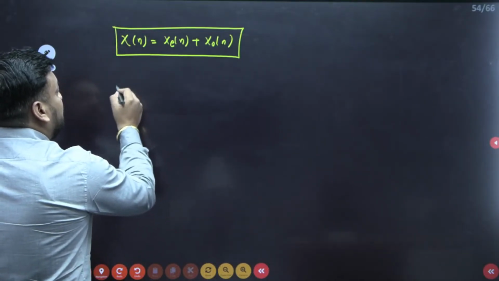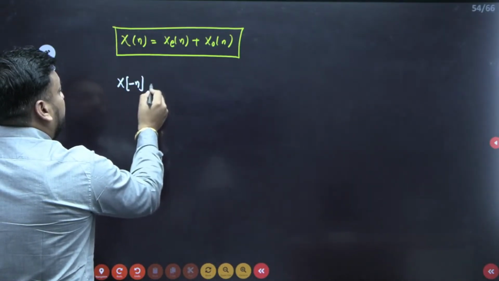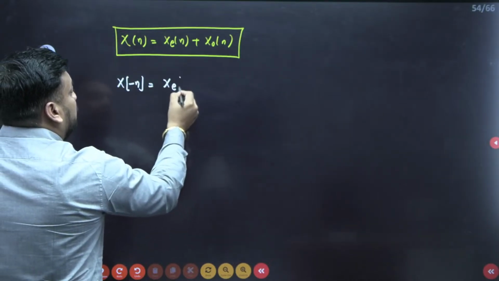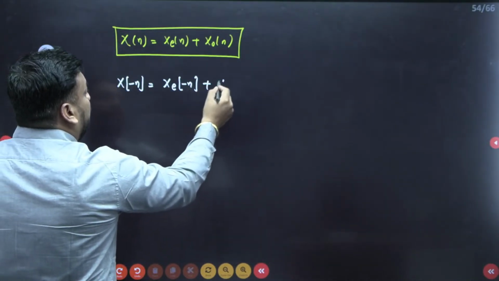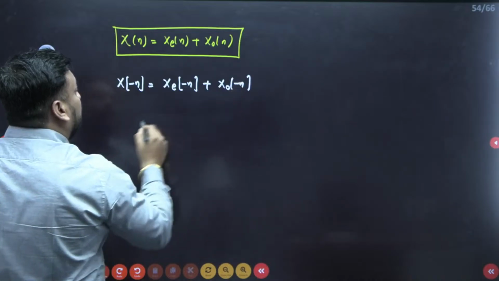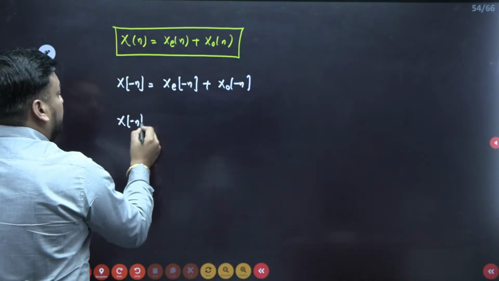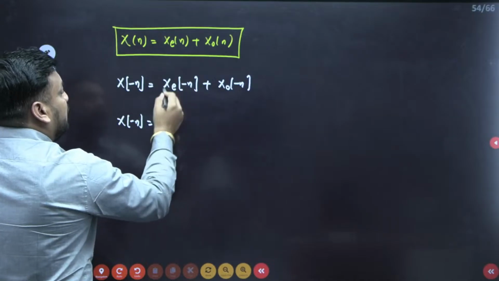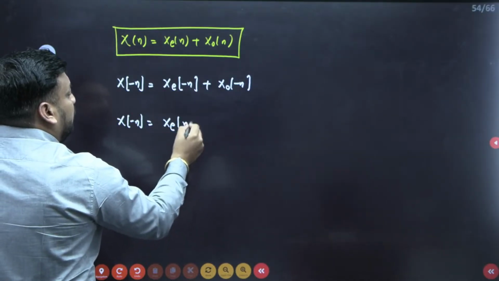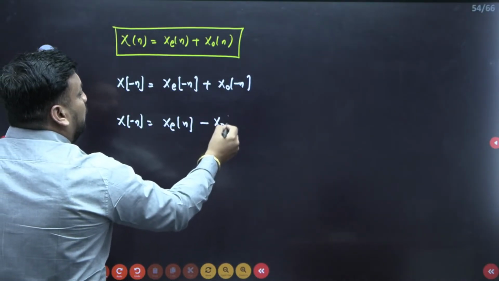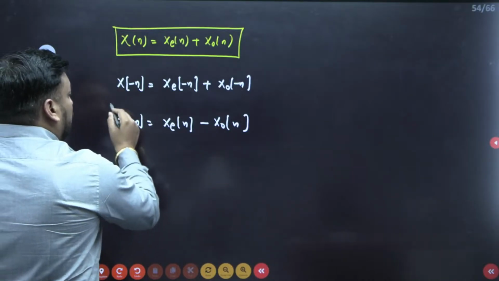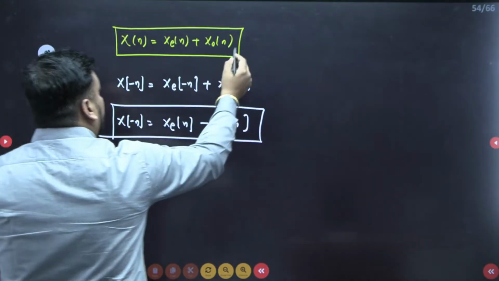If you replace n with minus n, we get x of minus n equals x even part of minus n plus x odd part of minus n. Don't you think x of minus n will become what? X even part of minus n will actually become even part of n, and minus here the odd part of n. So now this is nothing but equation number A and equation number B.